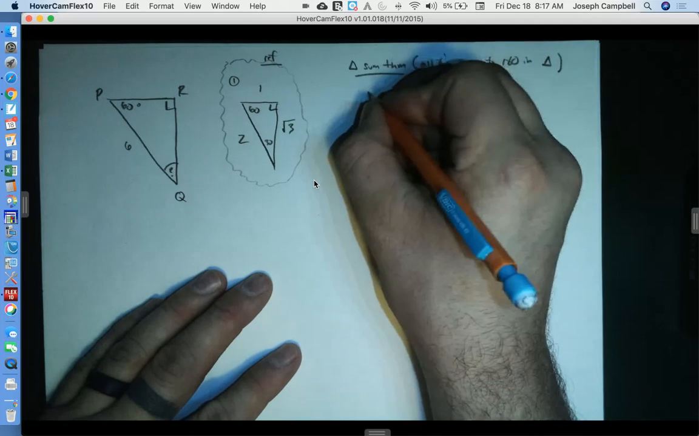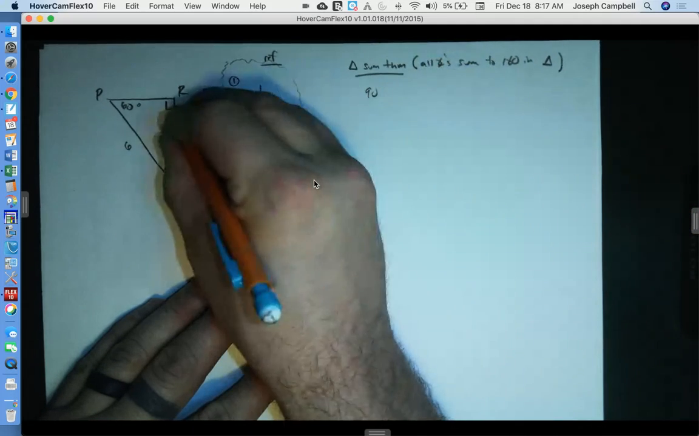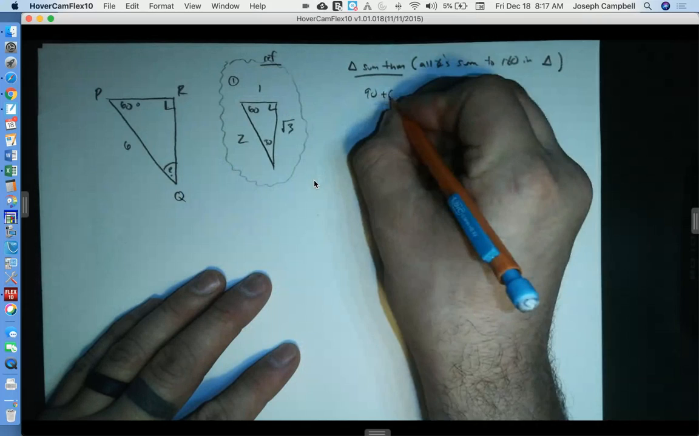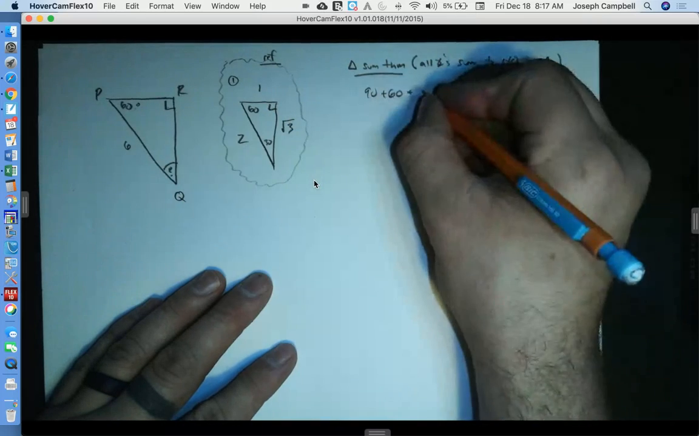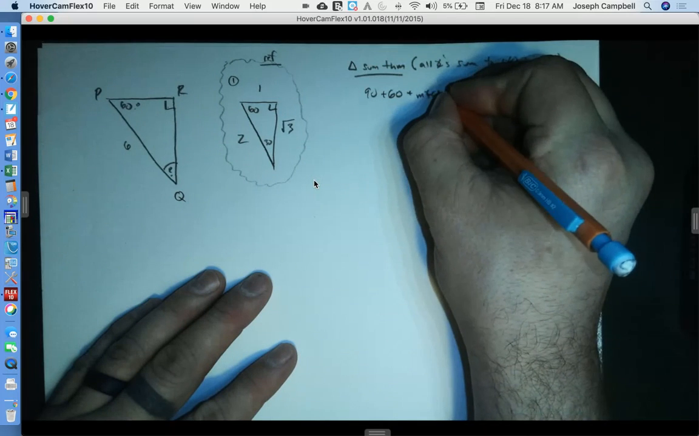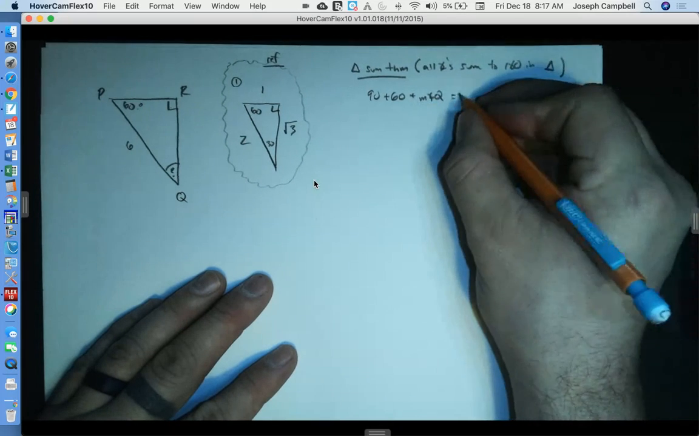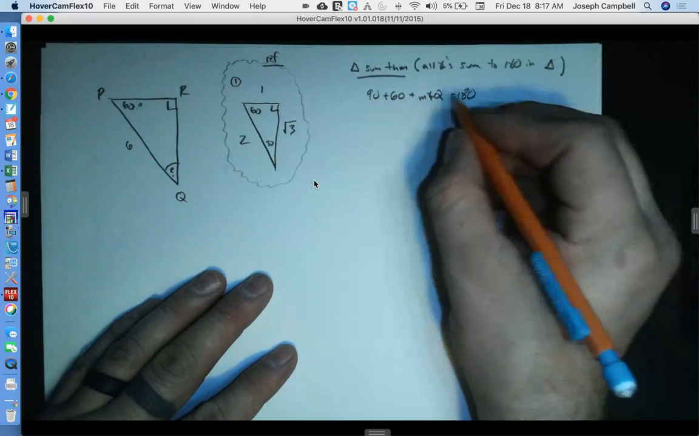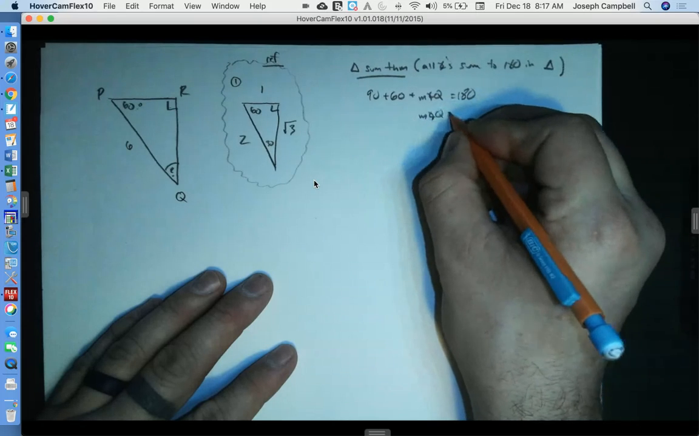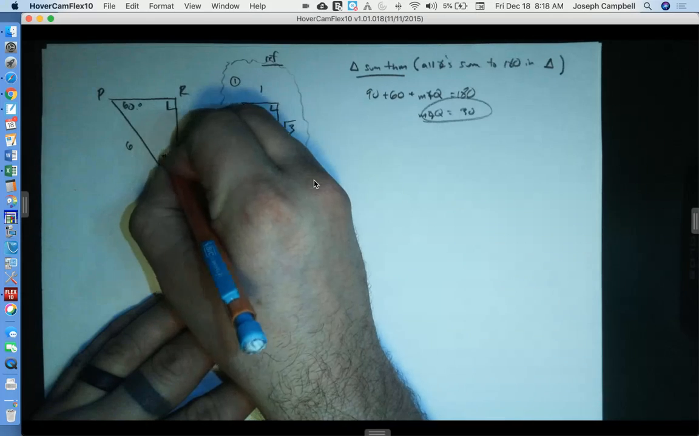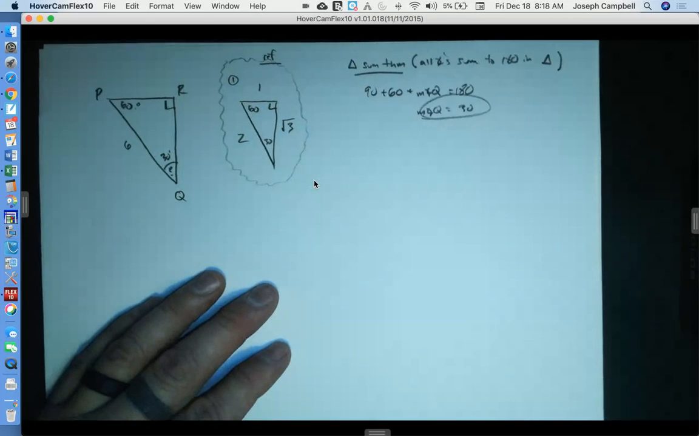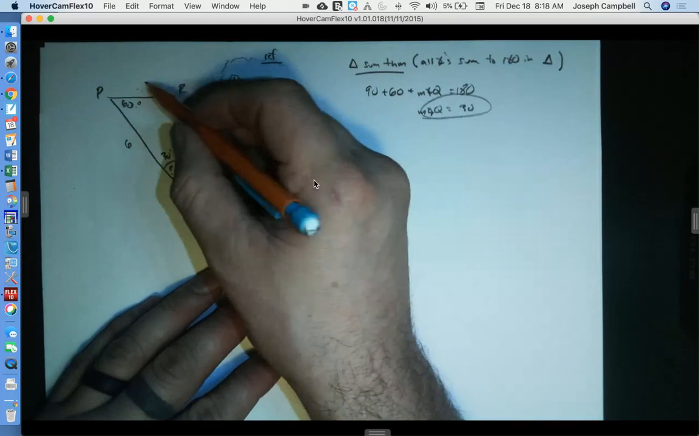So we know that 90 plus 60 plus some unknown, which I called the measure of angle Q, equals 180. Do a little subtraction here. We find the measure of angle Q equals 30 degrees. So that's our first unknown, and that was the easiest one to find. All right, now let's get after these side lengths.